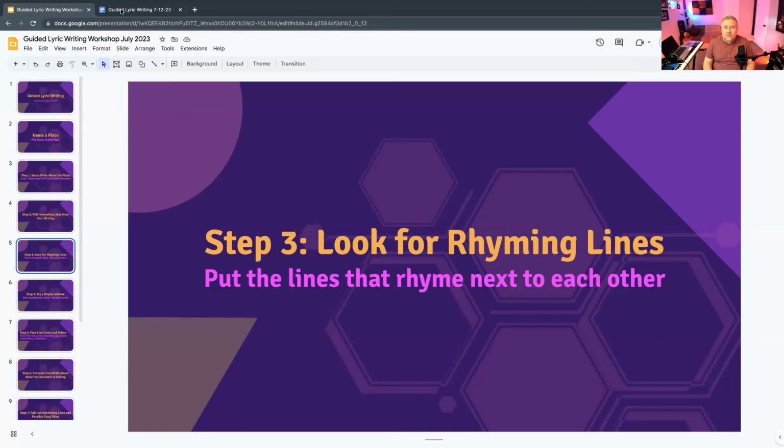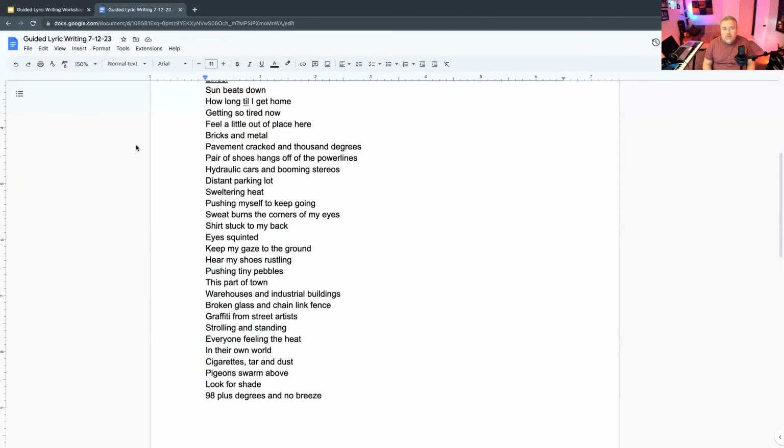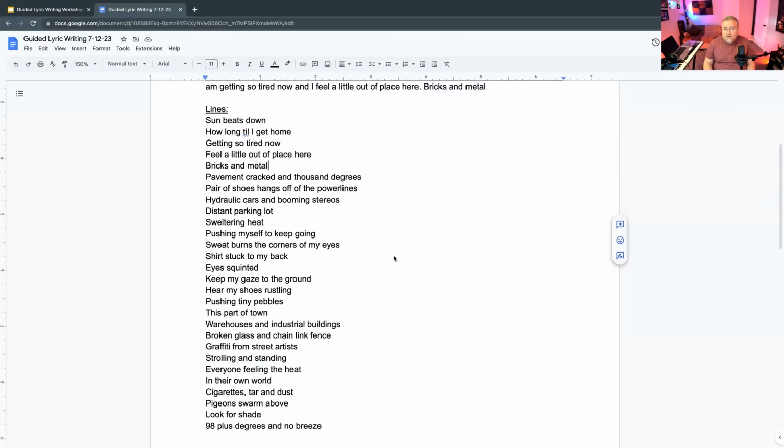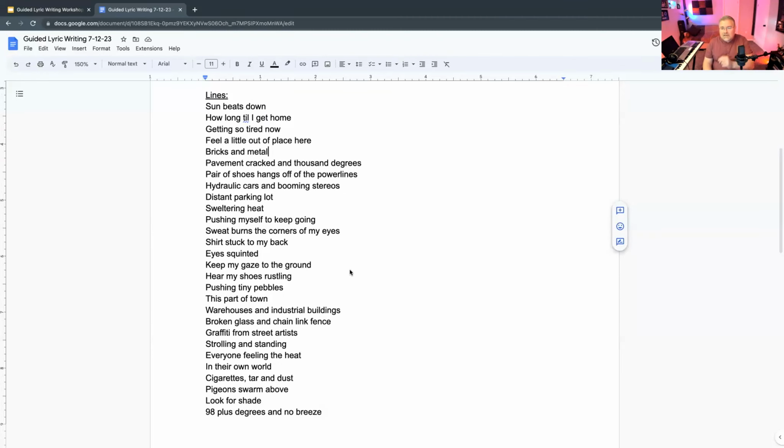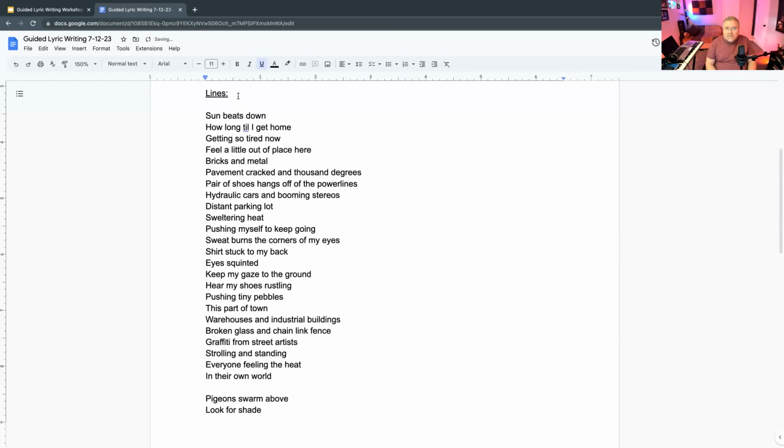So I want to show you an example in my writing of what I mean by this. When I'm writing on a computer, I will copy the lines up to the top and put the lines that rhyme next to each other. So I'm going to start with my line: cigarettes, tar, and dust. I'm going to put it up here. And so dust, I'm going off of the U sound. Rhyme happens in the vowels. So words that rhyme usually happen mostly with the vowels.